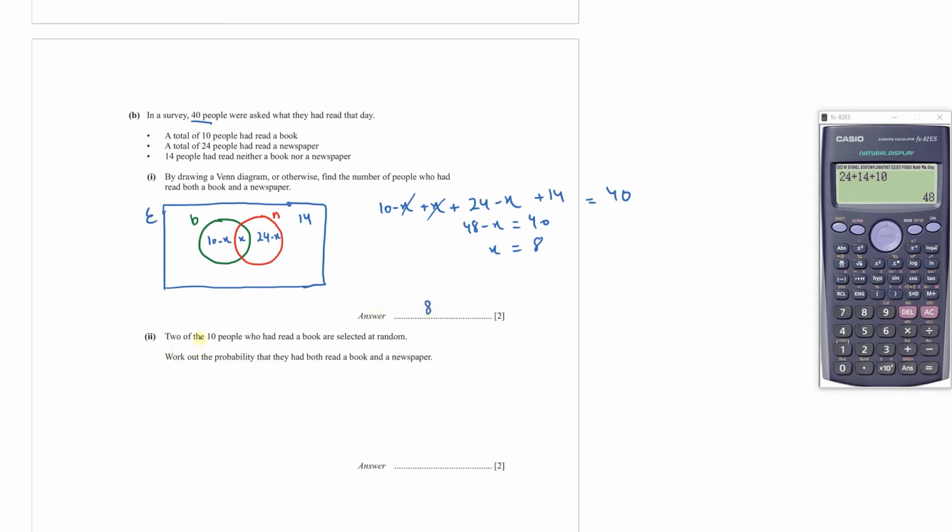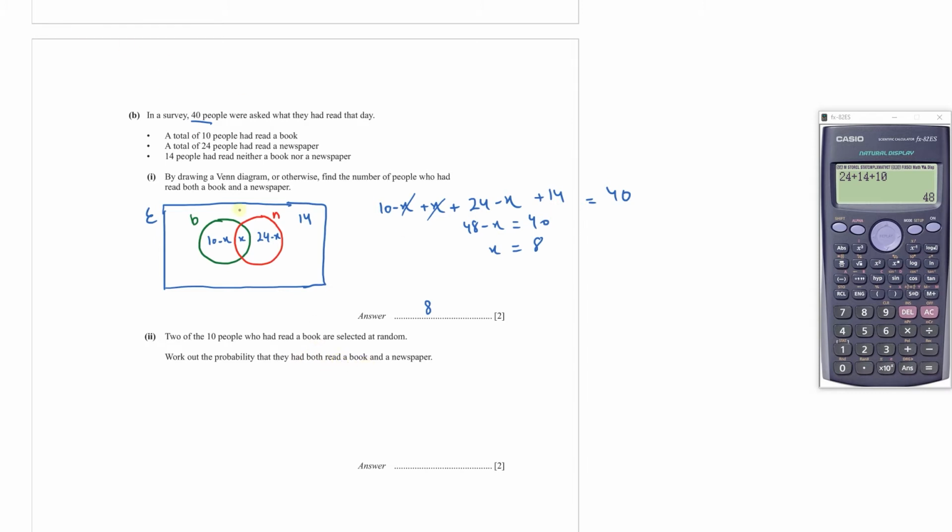The next part is: 2 of the 10 people who had read a book are selected at random. Work out the probability that they had both read a book and a newspaper. So you have 10 people who had read a book, and 2 of them are selected at random.